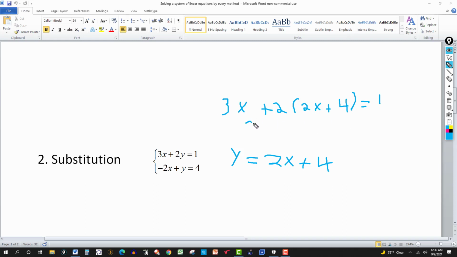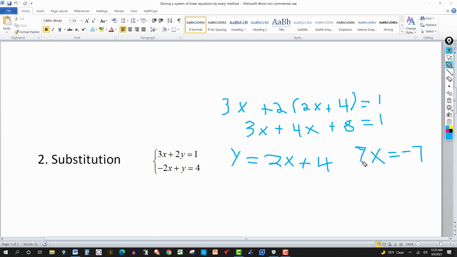We combine terms. So we say, okay, this is 3x. Got parentheses, so we multiply through, plus 2 times 2 is 4x. 2 times 4 is 8. We get this. And then now combine terms on each side, whatever you can. So we've got 3x and a 4x. I got that 7x. And then the 8, have to isolate the variable. So we want the x's on one side. The 8, we take it over and you change the sign. So it's 1 minus 8, negative 7.